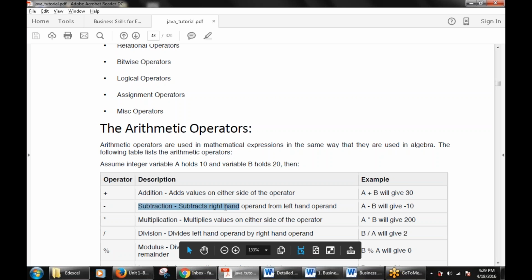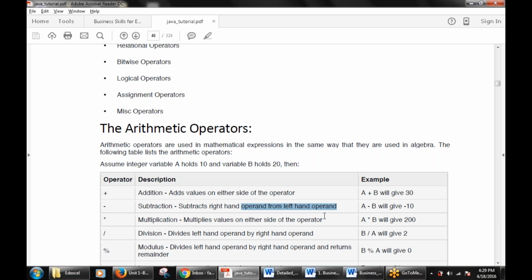Then subtraction subtracts the right-hand operand from the left-hand operand. That is, a minus b will give the output minus 10, because 10 minus 20 is minus 10. If I write b minus a, that gives the output 10, because b has the higher value and a has the lesser value. Then there is multiplication. To multiply two operands or two variables, we use the multiplication operator.